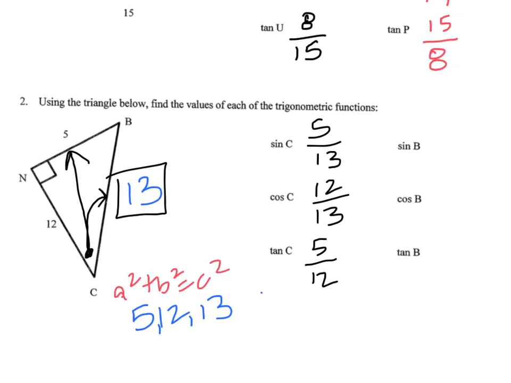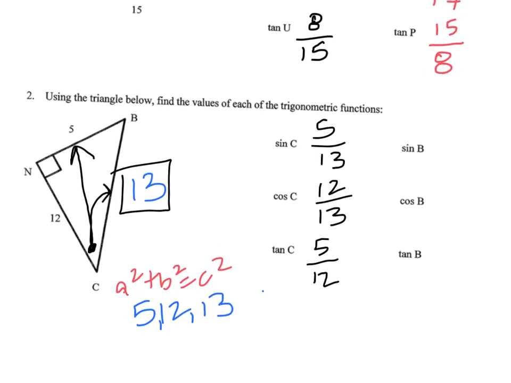And then for the last 3 ratios here, I'll do them in red. We're going to start here at B. Opposite over hypotenuse, 12 over 13. Adjacent over hypotenuse, 5 over 13. And tangent, opposite over adjacent, is 12 over 5.